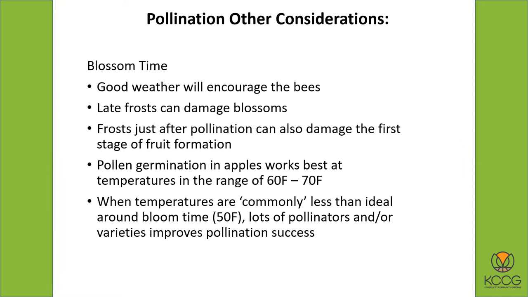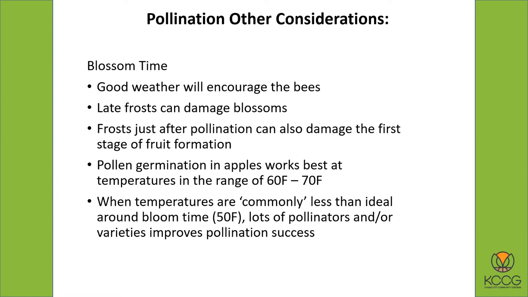So some other pollination considerations are the blossom time. Good weather will encourage bees. Well, we can't do much about that, can we now? I mean, sometimes mid-April or late March, when our fruit trees are flowering, it's 55 degrees. And quite honestly, the honeybees are still in the hive. But if you have other pollinators around, be they some of the native pollinators like orchard mason bees, some of the solitary bees that are more acclimated to those cooler temperatures, you can get good pollinization.